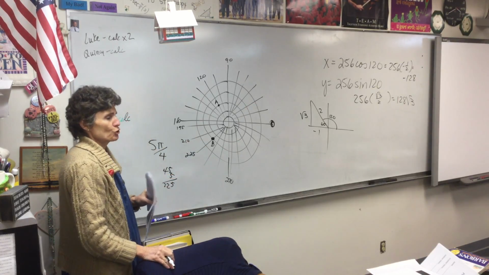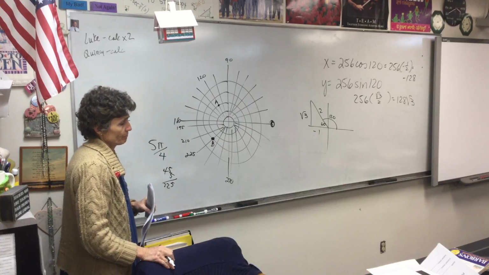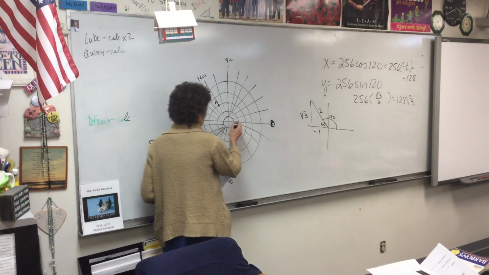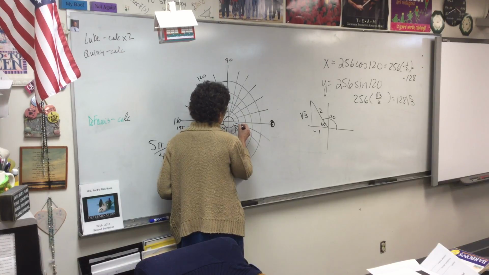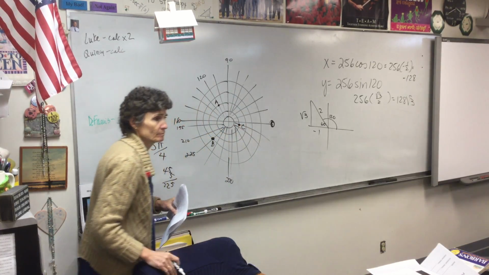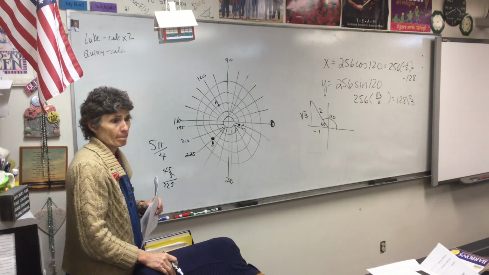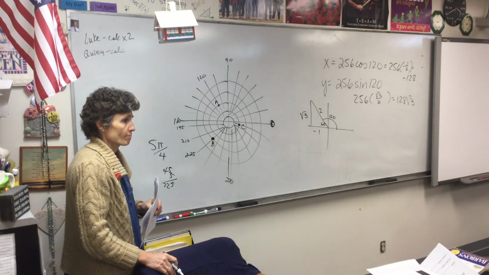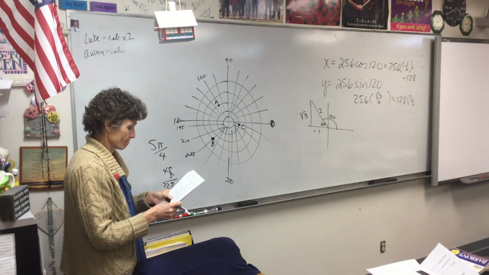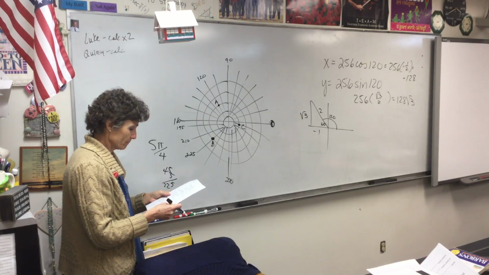Alright, (2, -15). So that's on a circle with a radius of 2 and an angle of negative 15. Would you say there's point C right there? Negative 15 degrees. Negative just means go down.